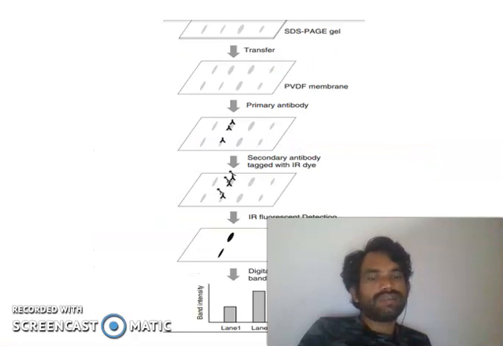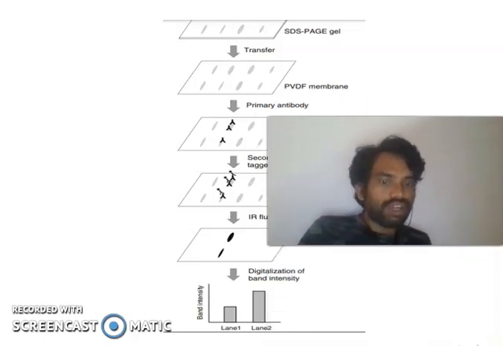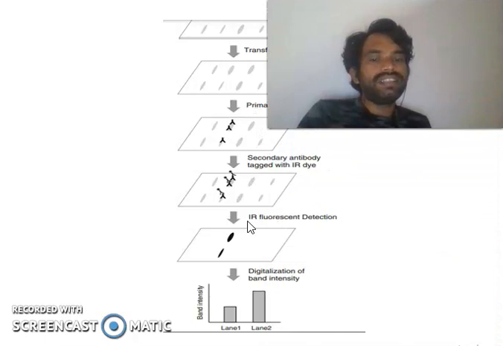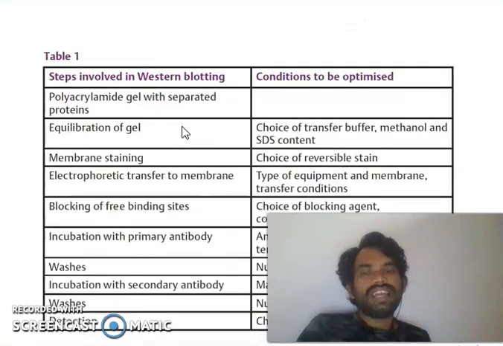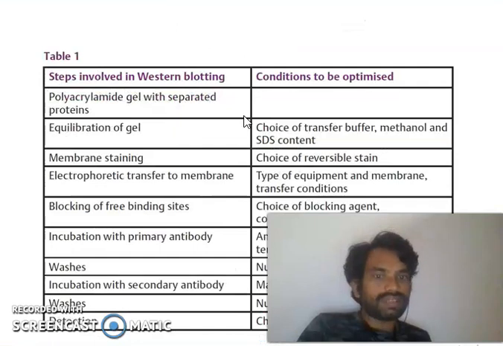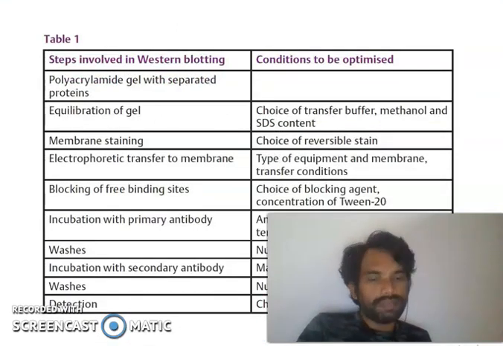Then you can see the actual procedure of how it looks: the SDS-PAGE, then the PVDF membrane, then the primary antibody, then the secondary antibody with the IR dye, then IR fluorescence detection, then visualization of band intensity. You can see the band intensity for lane 1 and lane 2. This is the actual flow chart for the Western blot technique. Then you can see the steps involved and the conditions to optimize: various polyacrylamide gels for separating proteins, equilibration of the gel, and here the conditions and the membrane staining.